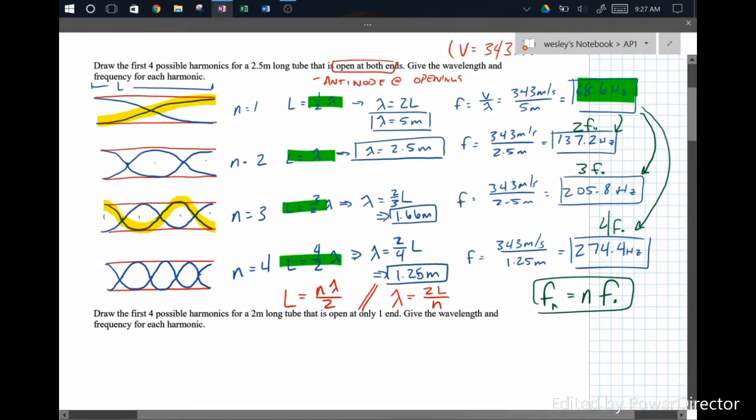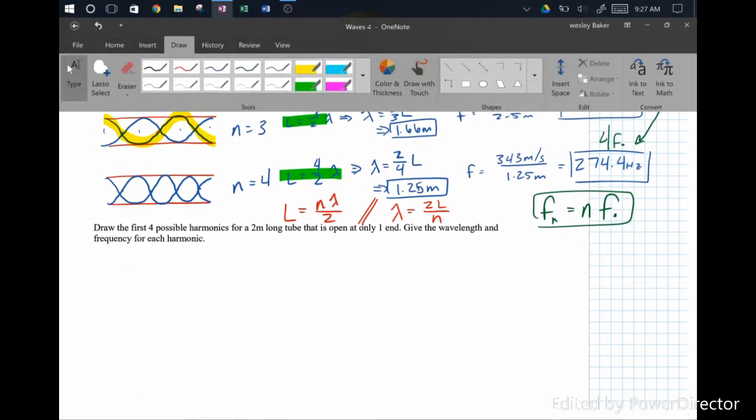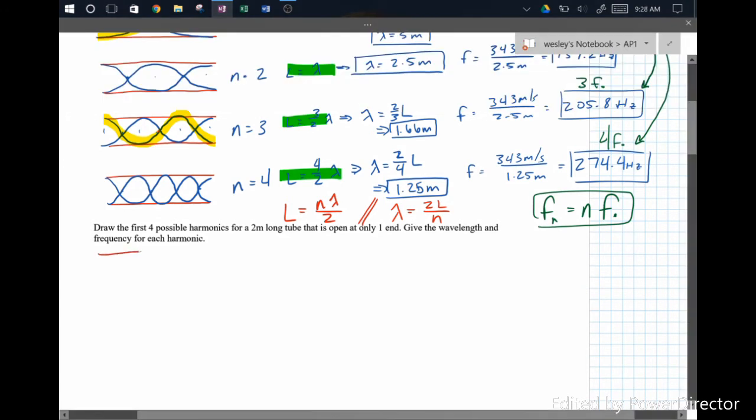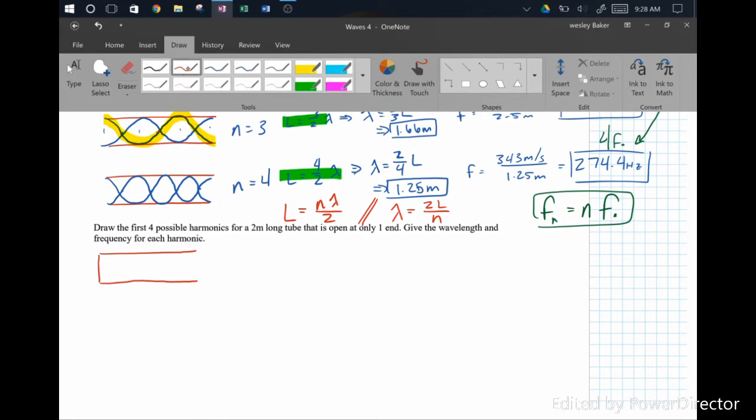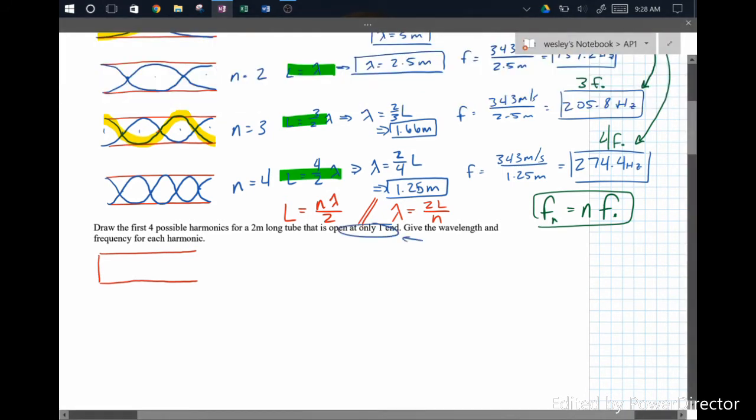All right, let's look at the 2 meter long tube that's only open at one end. So for a 2 meter long tube only open at one end, it's a different length. That's going to change some stuff. But if it's only open at one end, that gives me some conditions that must be met. We have a node at a closed end, and we have an antinode at the open end. So the first shape that I can fit in here has a node at the closed end and an antinode at the open end. Well, the simplest thing is just this.